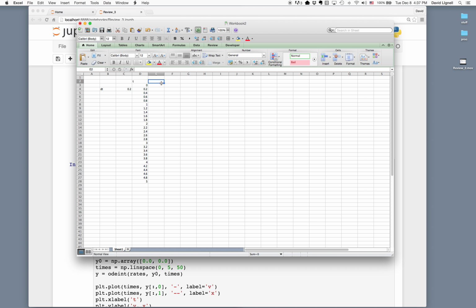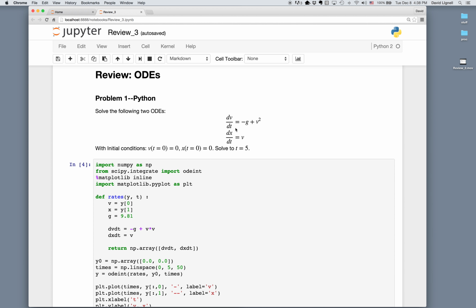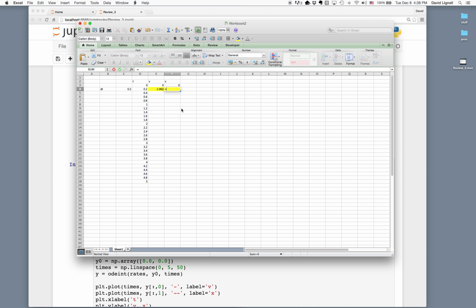Okay. Now we need v, so it starts at 0, and x starts at 0. Now for these cells, we put in a formula. So this equals the old v plus delta t times the rate, which is minus 9.81 plus the old v times the old v, like that. Okay, got that right? Yep, minus g plus v squared. Then for x, it's the old x plus delta t times the rate. And the rate is the old v.